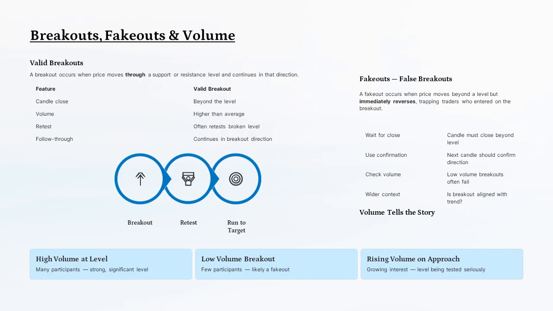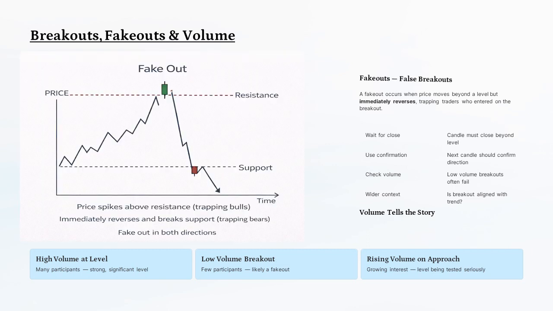Third, a valid breakout often retests the broken level. After breaking resistance, price may return to that level from above. The level that was resistance now acts as support. That retest is often the best entry point for a breakout trade. Fourth, there is follow-through. Price continues in the breakout direction toward the next level.